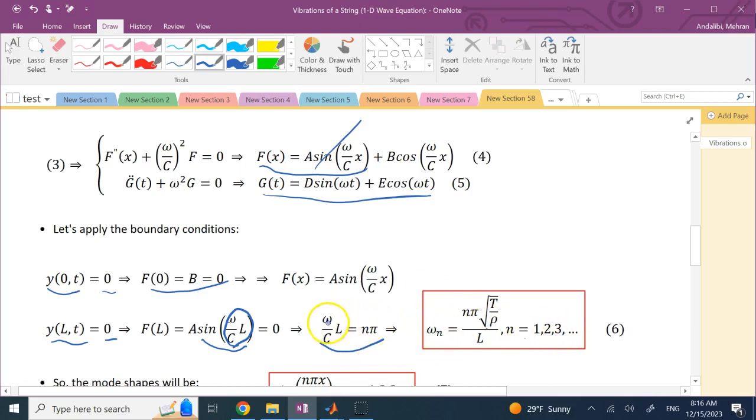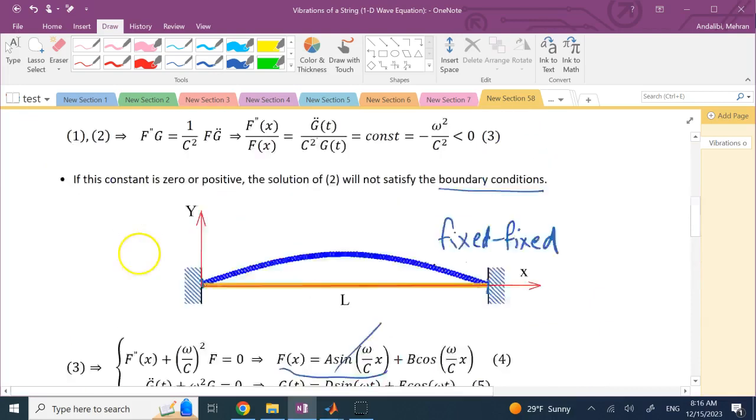If that's the case, from here we can find omega: multiply both sides by c, divide by L, and we get this very important formula, equation 6, which gives us the natural frequencies of this system: n pi over L times c, and remember c was the square root of T over rho. Question: how many natural frequencies does the system have? Well, clearly infinitely many. This n can go from 1 to infinity.